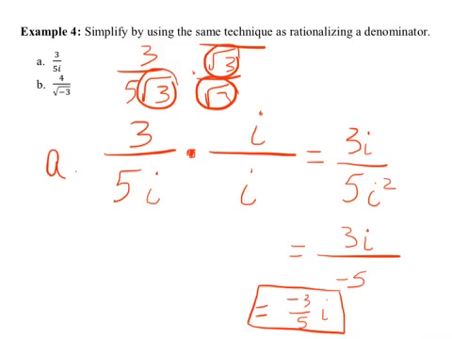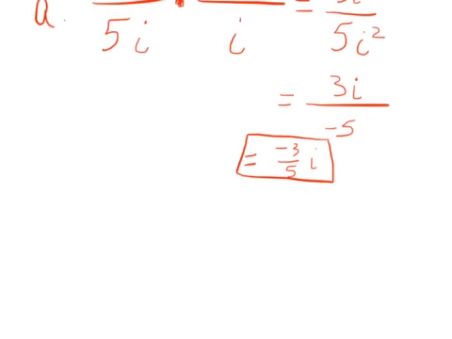Okay? What about part B? Part B. 4 over negative root 3.